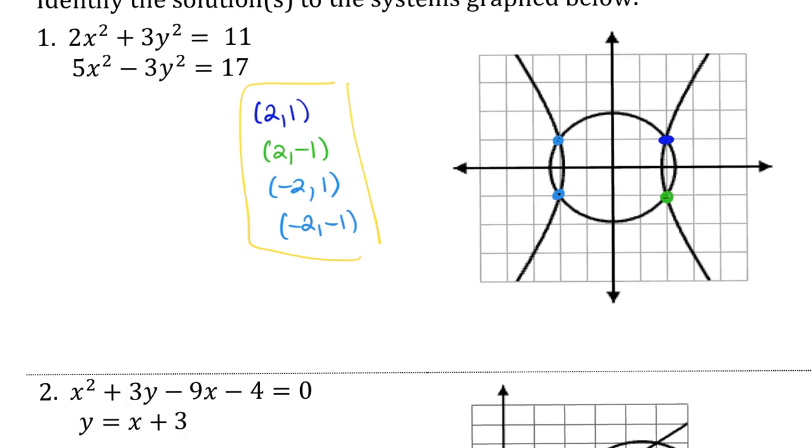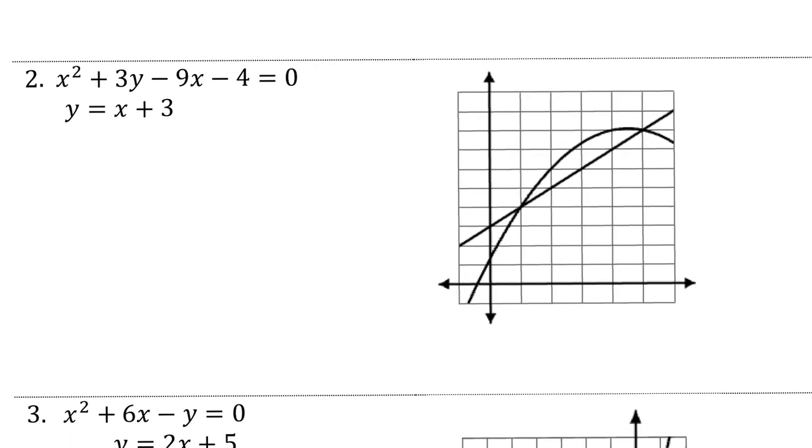Okay, let's look at the next graph. This is actually a parabola, which we know, and this is a line. But in this case, we still have more than one solution. If we look at the graph, one of the solutions is right here. The ordered pair would be (1, 4). So (1, 4) is one of our solutions, but there is another solution. It's way over here, so that's (5, 8). So this one had 2 solutions.